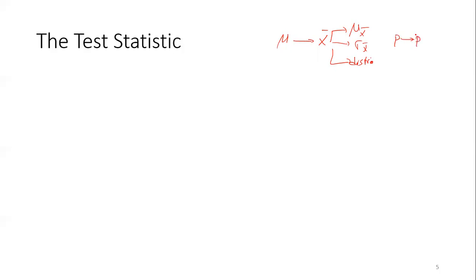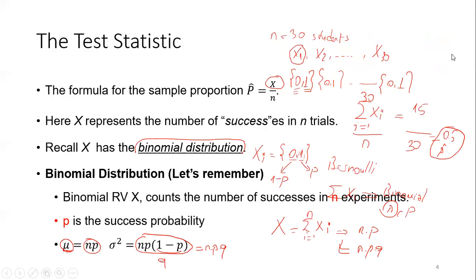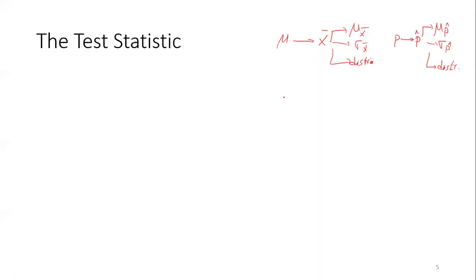So now I have p, the population proportion. In order to say something about p, I will look at p hat. So what I need is mu of p hat, sigma of p hat, and the distribution of p hat. Now, the thing that we did here is the first step to find the parameters of p hat. Why? Because p hat is simply equal to x divided by n.